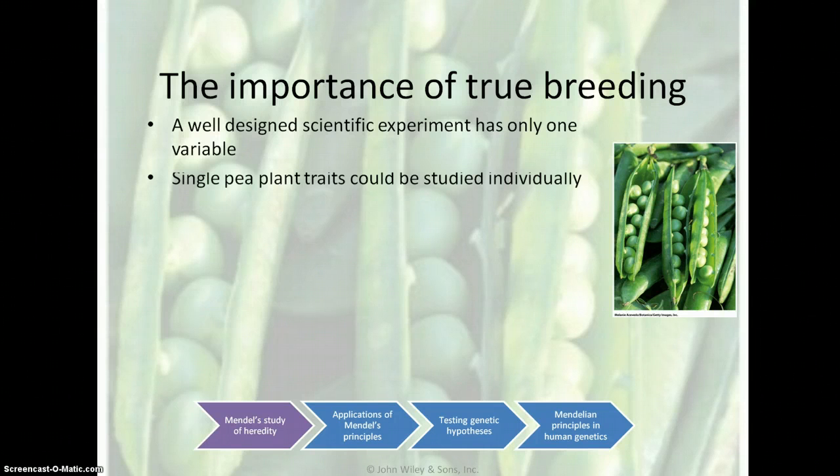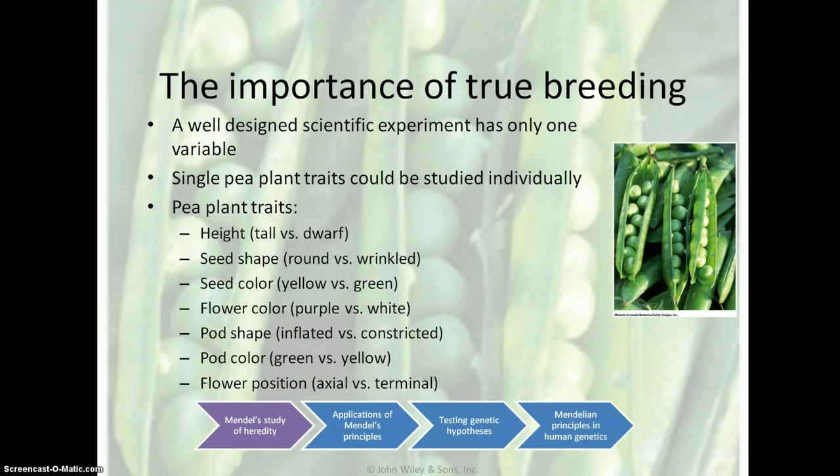So if we can have true breeding strains, that means that we can study single pea plant traits individually. So he had these true breeding strains for different plant traits: plants that varied only by height, or only by seed shape, seed color, flower color, pod shape, pod color, or flower position. Those are the 7 traits that he studied. And he had true breeding varieties for each of those traits, and that allowed him to study one variable at a time, and that was very important for his experimental design.